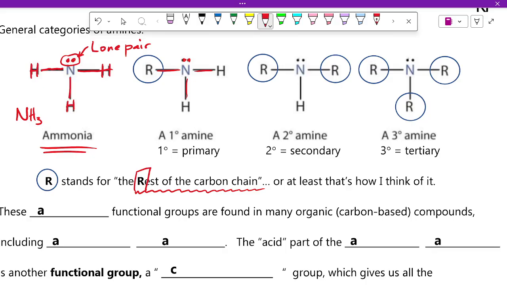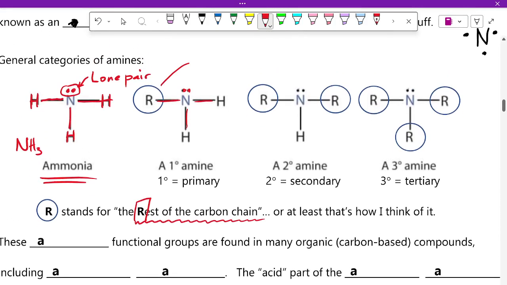So this group here could be a bond and then a CH3, right? We could have our N, CH3, or we could have an N and a CH2, CH3, or any structure that involves a carbon there, okay? If we have that, that is called a primary amine, okay?